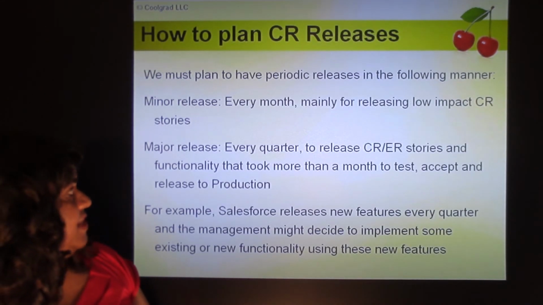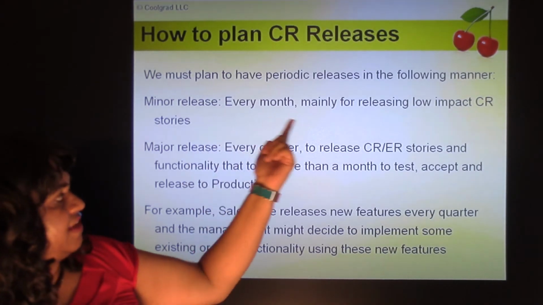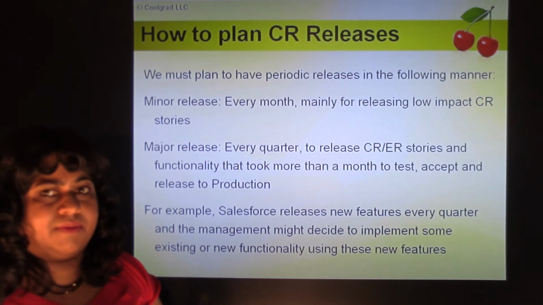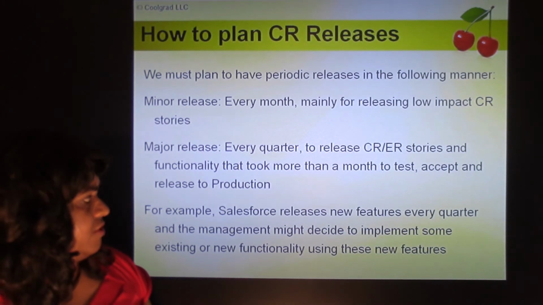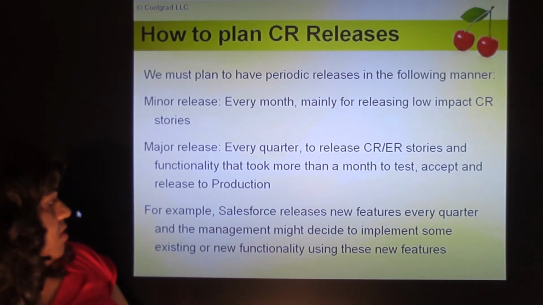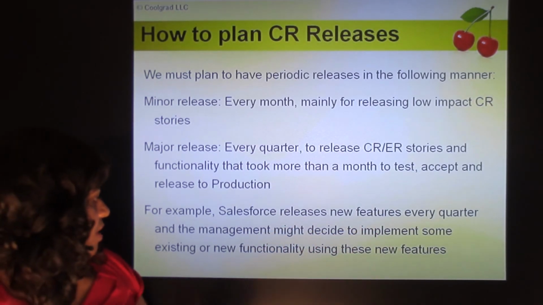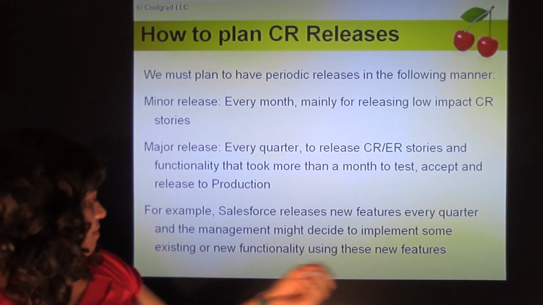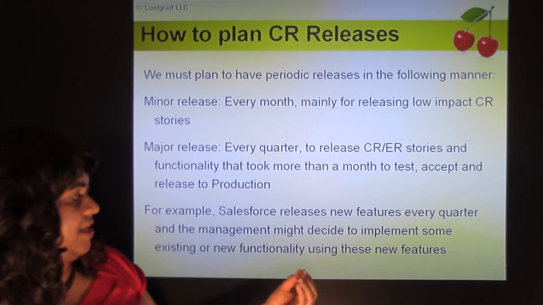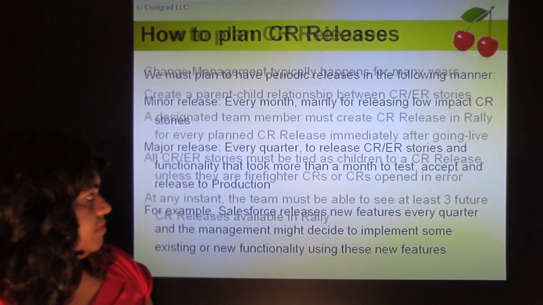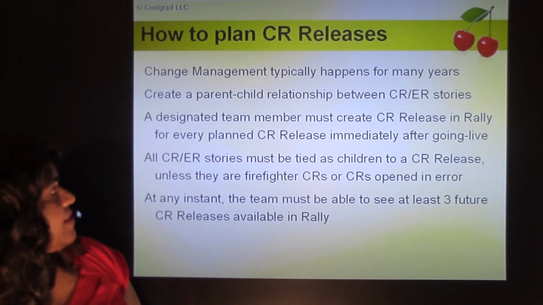And how to plan CR releases. So you can have a minor release every month, mainly for releasing low impact CR stories if required, or you can club them and then have one major release every quarter, typically every quarter. So for example, Salesforce releases new features every quarter, and the management might decide to implement some new or existing functionality using these new features. So typically it makes sense to do it once a quarter.